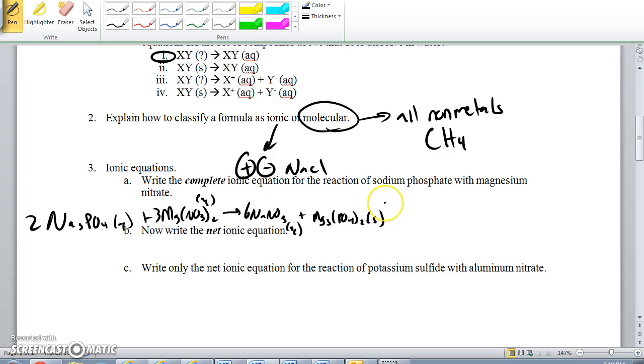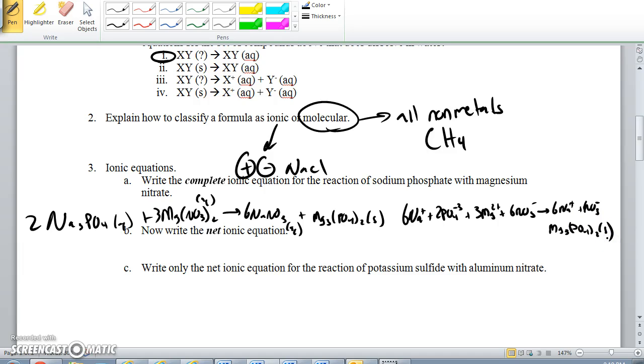Okay, from that, I'm going to derive the complete. So now I'm going to get 6 sodium plus 2 phosphate plus 3 magnesium plus 6 nitrates, and that's going to give me 6 sodiums, 6 nitrates, and then it's going to give me the magnesium phosphate as a solid still. So there you go.